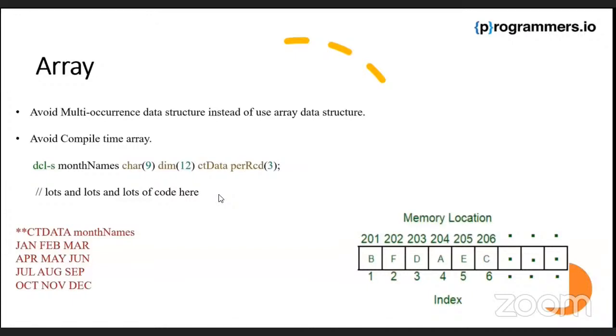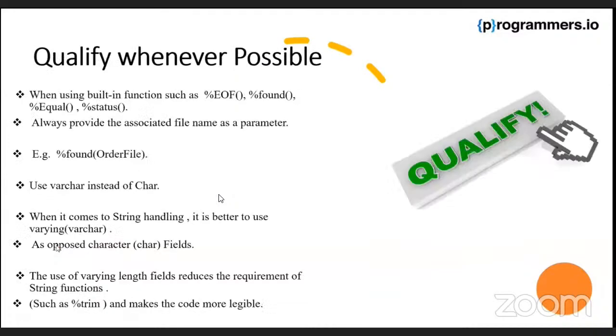And avoid compile time arrays. I have given an example of a compile time array here. Basically, the compile time array values are hard coded in the program. So we should avoid this compile time array, and we go with the runtime array. Pre-runtime arrays are also needed sometimes. So it will be easier to write our code with the help of that.